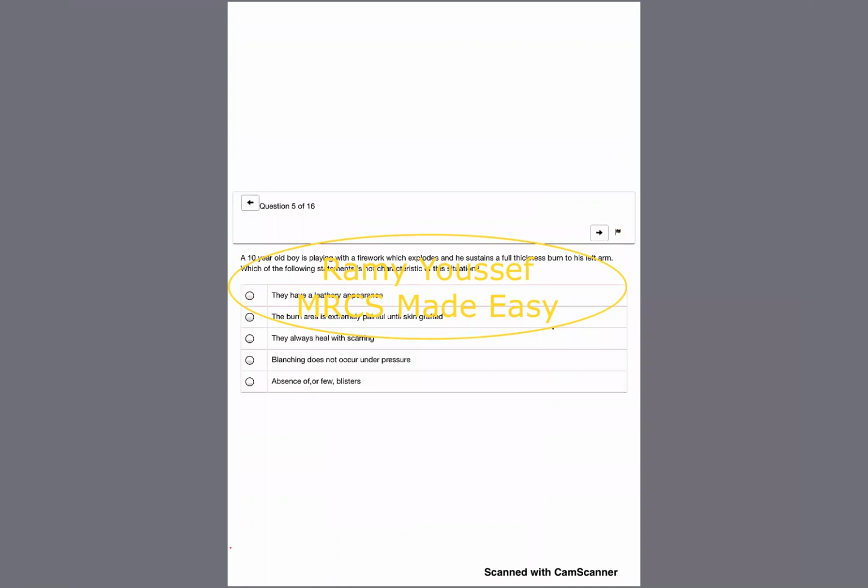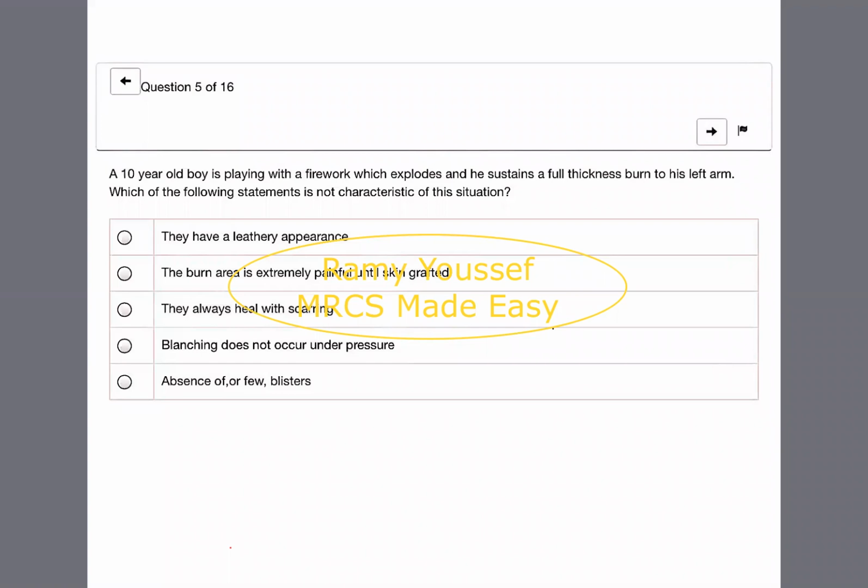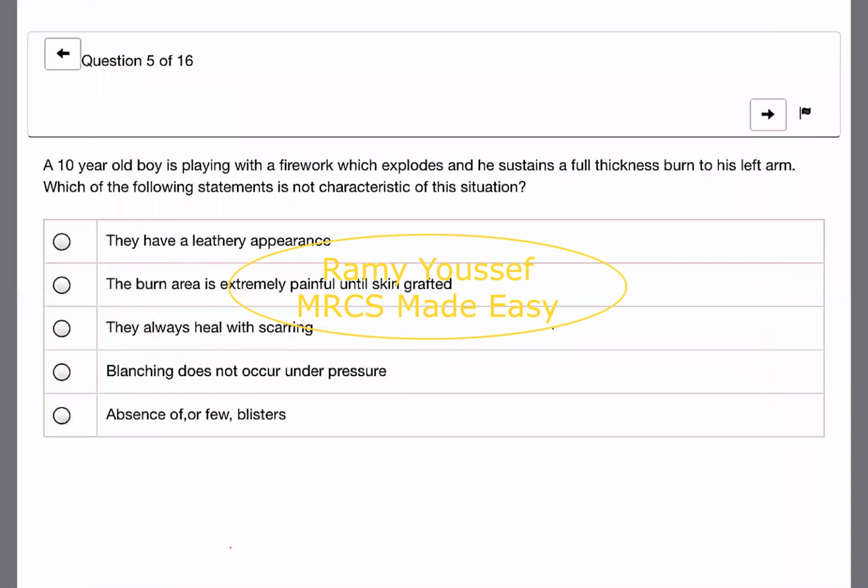Whose turn? Dr. Ali. A 10-year-old boy is playing with a firework, which explodes, and he sustains a full thickness burn to his left arm. Which of the following statements is not characteristic of this situation? They have a leathery appearance. The burn area is extremely painful until skin grafted. They always heal with scarring. Blanching does not occur under pressure. Absence of or few blisters.